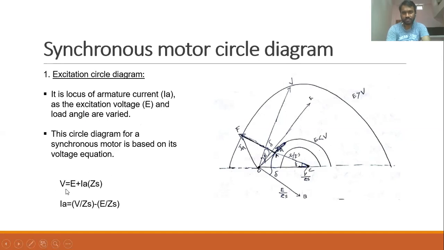We know that for a synchronous motor the equation is V equal to E plus IA into ZS, where V is the terminal supply voltage, E is the back EMF, IA is the armature current, and ZS is the internal impedance of the synchronous machine. From this we can write IA equal to V by ZS minus E by ZS. So the armature current can be obtained as the difference of V by ZS and E by ZS.